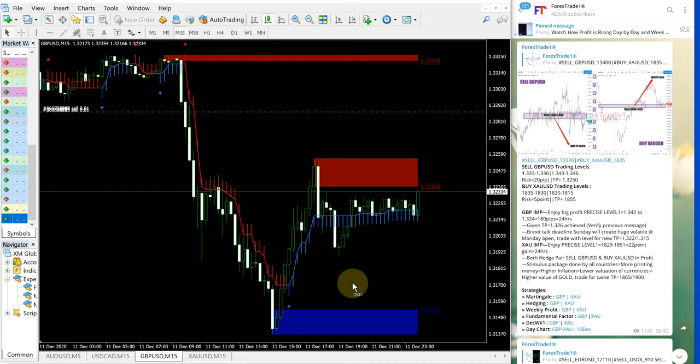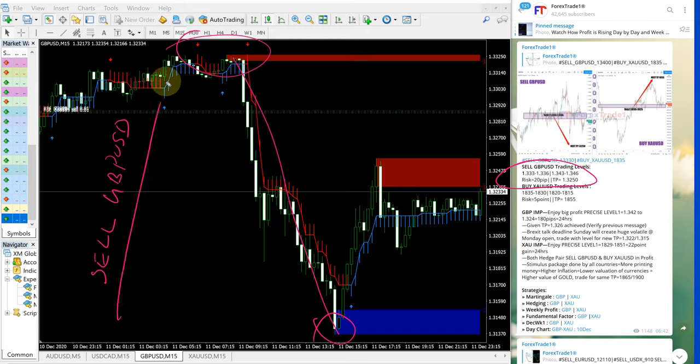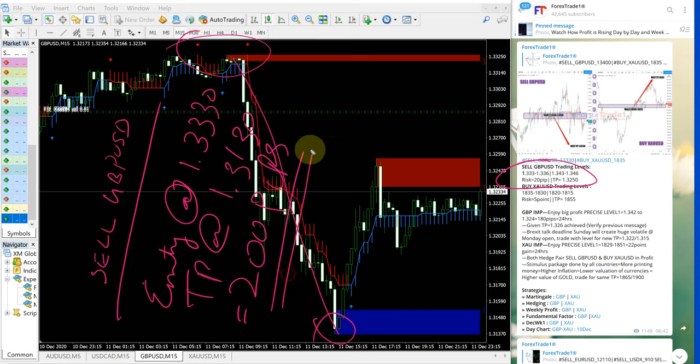And now we will see how GBPUSD performed. For GBPUSD, this is the entry range given, and precisely it started to perform from our level, from here all the way to here. So, sell GBPUSD, entry at 1.3330 and TP at 1.3130, which is 200 pips gain.